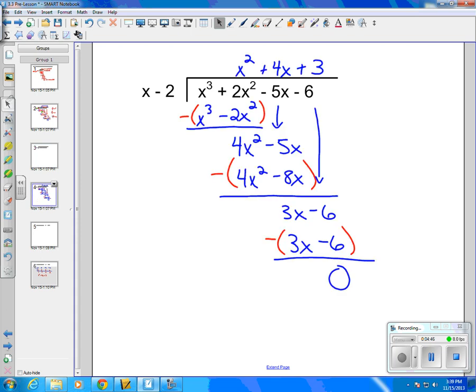Okay, this is what you should end up with. All right, you can check to see if you worked out the problem properly.